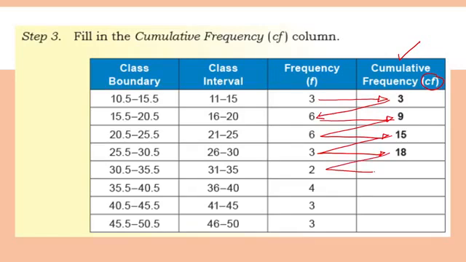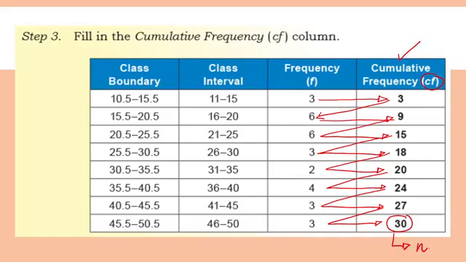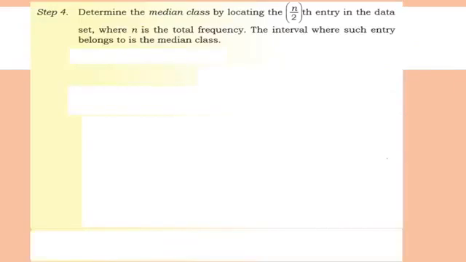18 plus 2? 20. 20 plus 4? 24. 24 plus 3. 27. 27 plus 3. 30. Now, the last number here will also tell you the value of your n. Okay? So, take note, that is how you get the CF. Is there any question about finding the CF? None. Okay, let's proceed to step number 4.